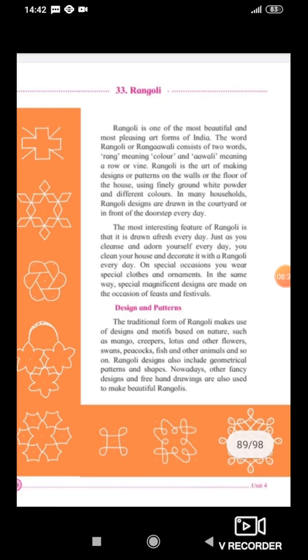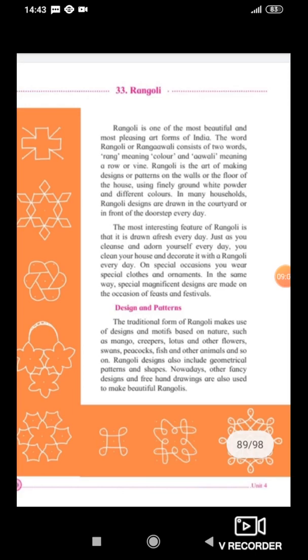So, dear students, rangoli is drawn on special occasions or festivals, or it can be drawn afresh every day, to decorate your house. The traditional form of rangoli makes use of designs and motifs. What do you mean by motifs? Motifs means special designs.